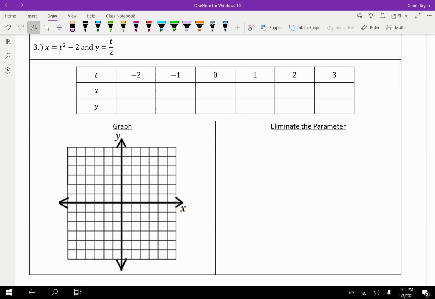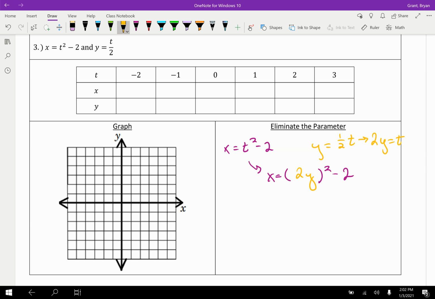So 84, I'm going to go ahead and eliminate the parameter first just so we can see if we did everything right. Let's see, y equals 1/2 t. I never liked the t over 2, I always write it as 1/2 t. It looks to me like it's a little easier to isolate t, so 2y equals t. And then we work with this guy. So x equals t squared minus 2, and this is 2y.